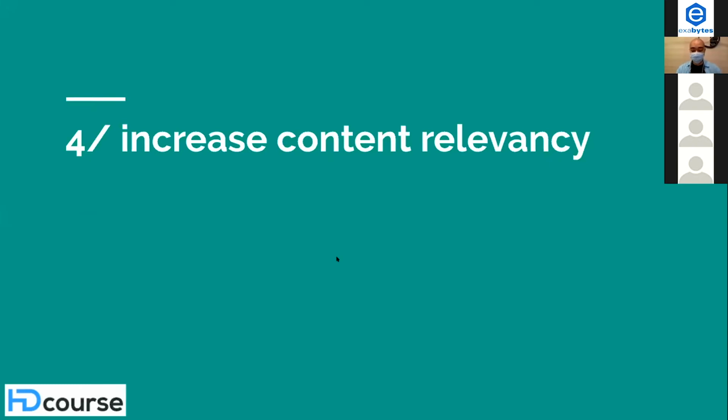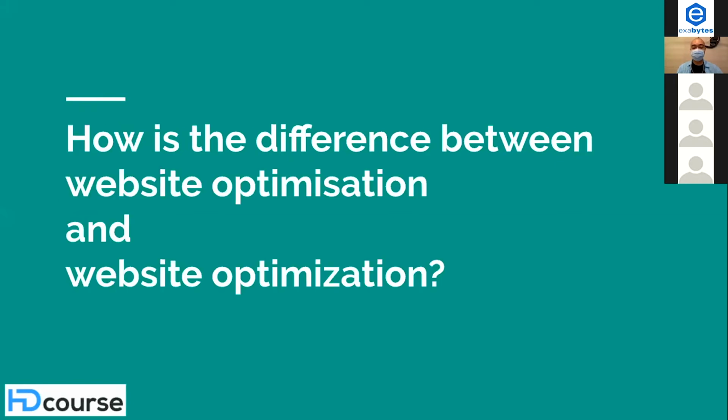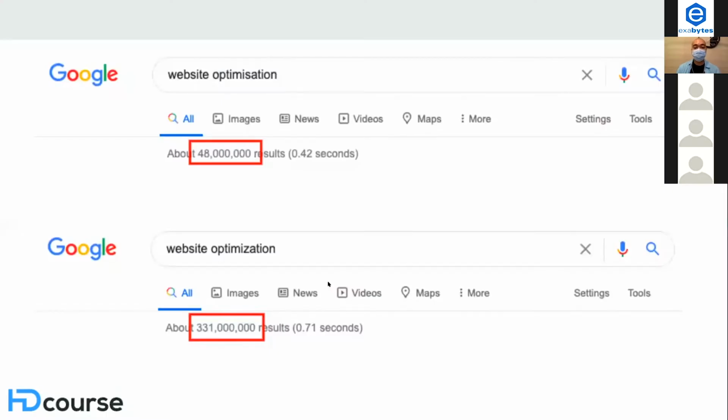Right. So the fourth part will be increasing the content relevancy. I did a search on these 2 words. One is website optimization, the other one is also website optimization. The only difference is one is with the S, one is with the C. I made a search, and you can see that they have a difference of almost 8 times because of the single letter difference.